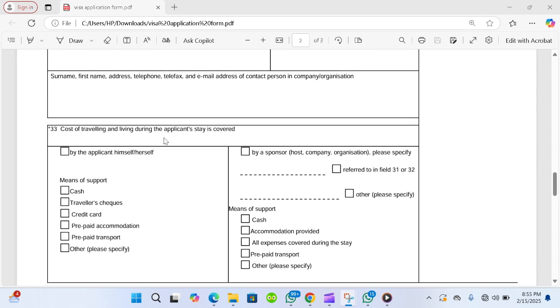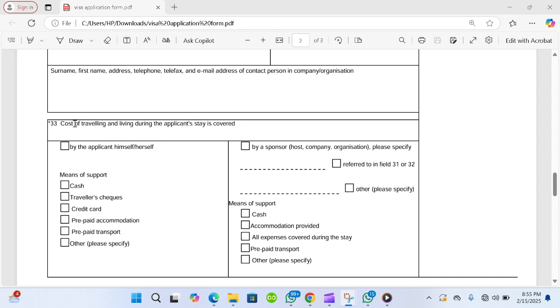Number 33. Cost of travelling and living during the applicant's stay is covered by. Here they want to know if the cost of travelling and living is covered by you. If it's covered by you, then tick covered by the applicant himself or herself. And when you tick this, you're meant to also tick the means of support: cash, travelers checks, credit card, prepaid accommodation, prepaid transport, others. If you have other means, you specify here.